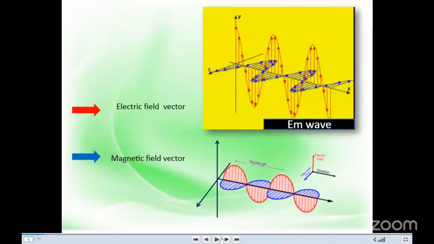So this is the electric field vector along the y direction, and the z direction is the other component. The direction of propagation is along the x direction. Red indicates electric, blue indicates magnetic. So how does the orientation take place?